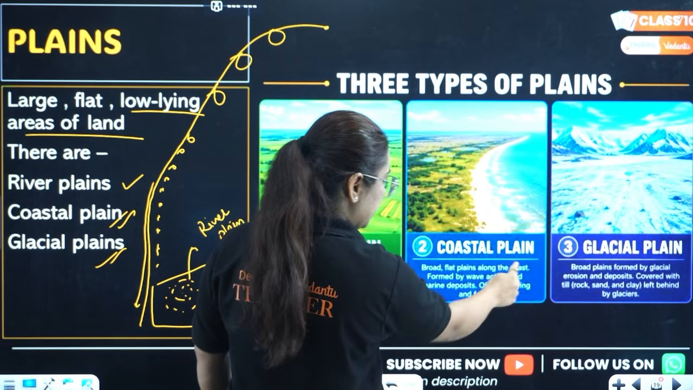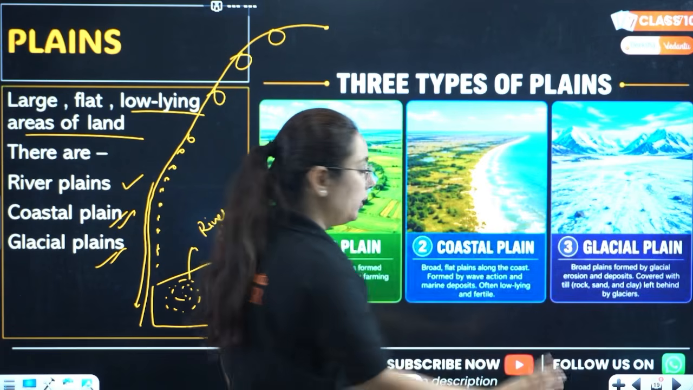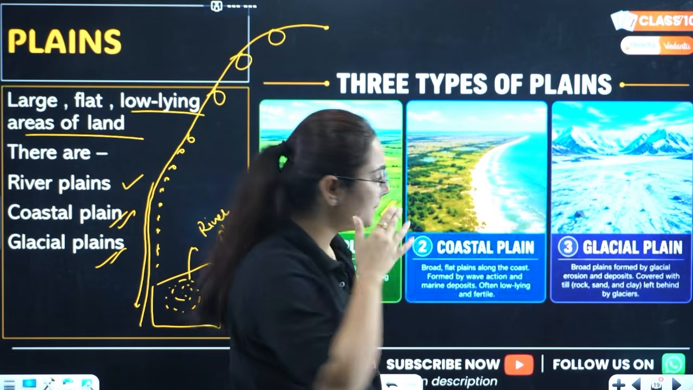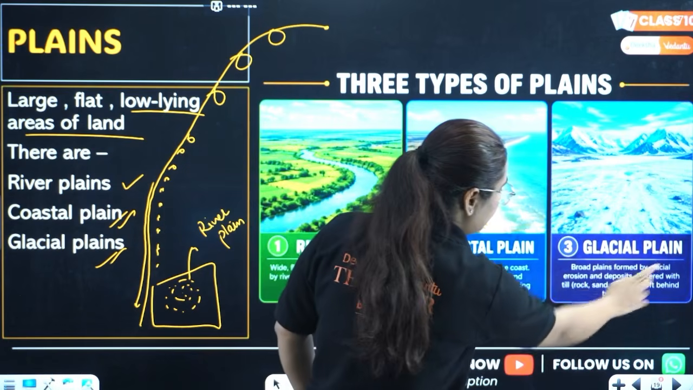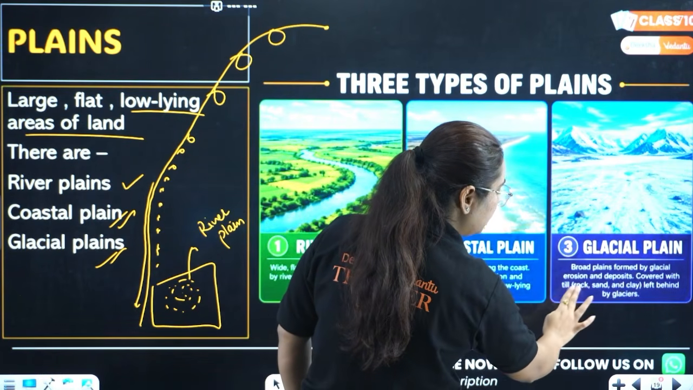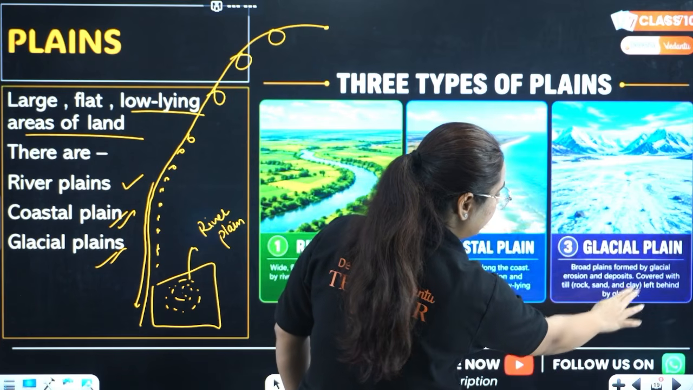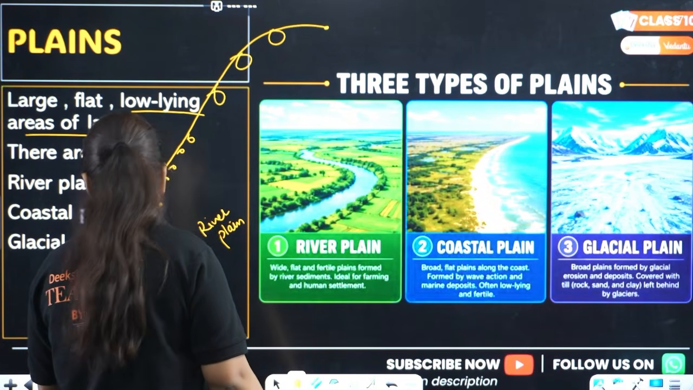Coastal plains, they don't have as many nutrients. Broad flat plains along the coast formed by wave actions and marine deposits, often low lying but yeah, fertile. Most fertile is this river plain. Okay, glacier plains: broad plains formed by glacial erosion and deposits, covered with rock, sand and clay left behind by glaciers. Hope this is also clear to you.